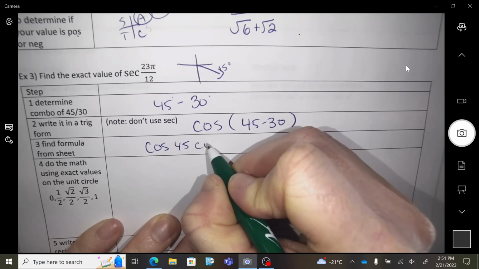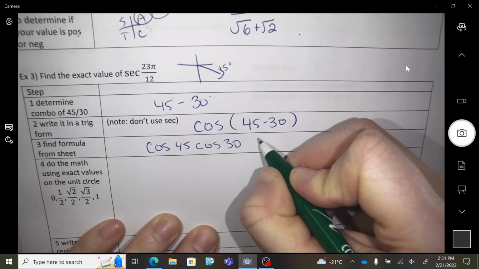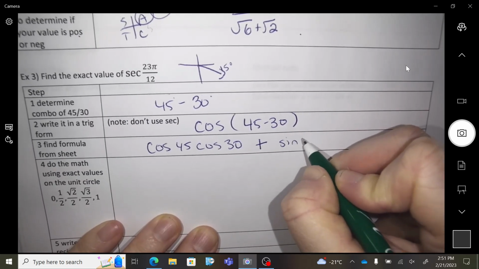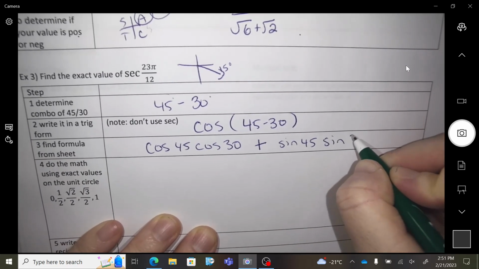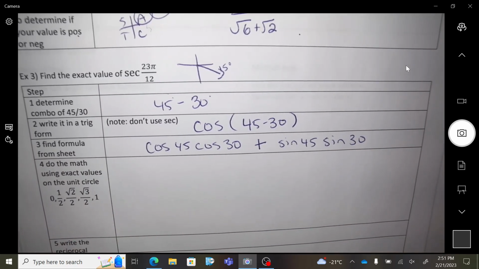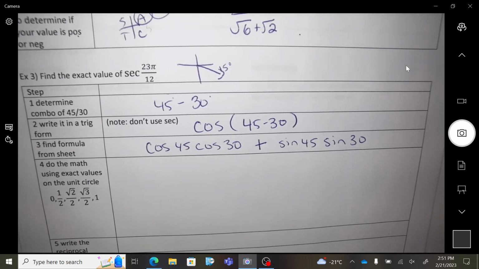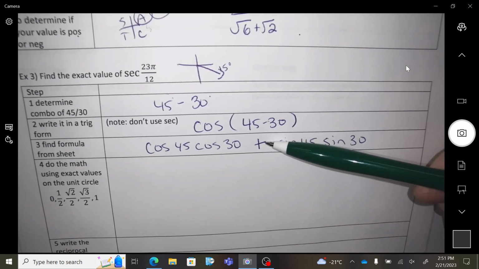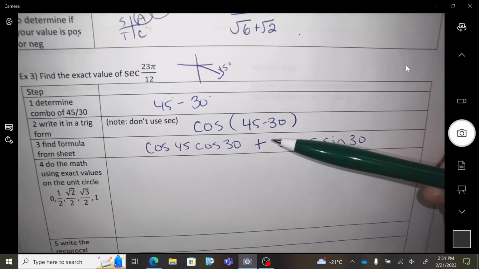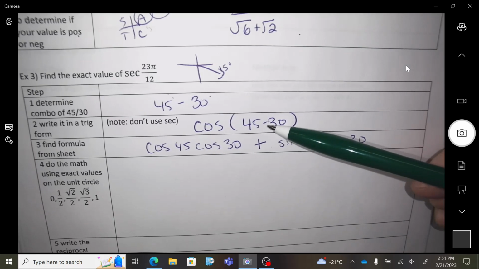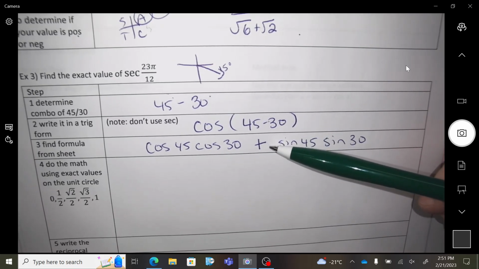Cos cos plus sine sine. Did you notice, this is what I always remember: the sine formulas always have the same symbol, and the cosine formulas always do the opposite. So if you subtract angles, the formula actually adds.